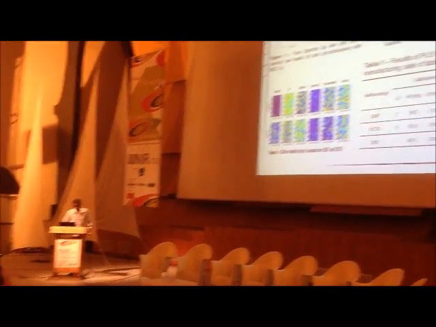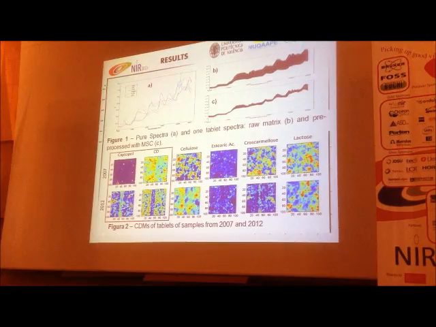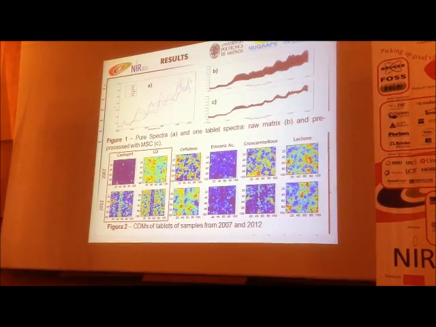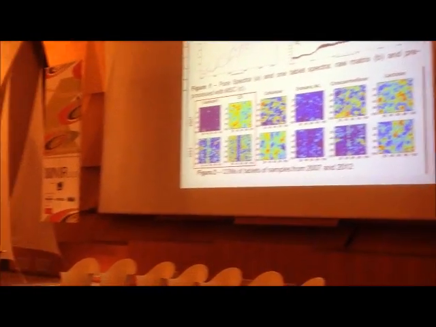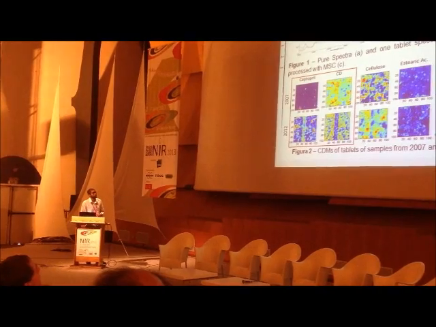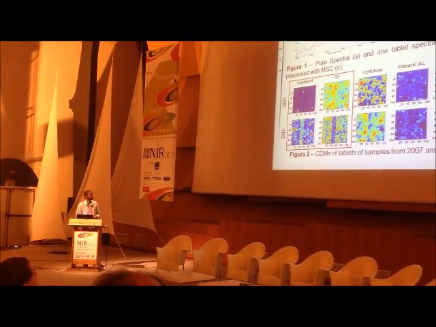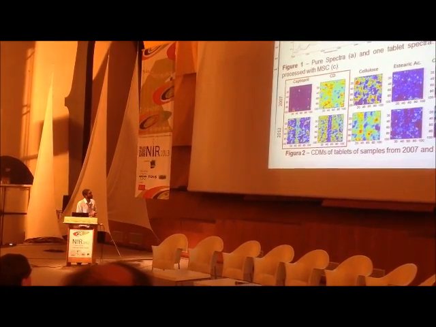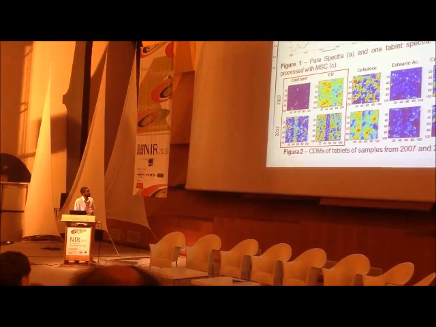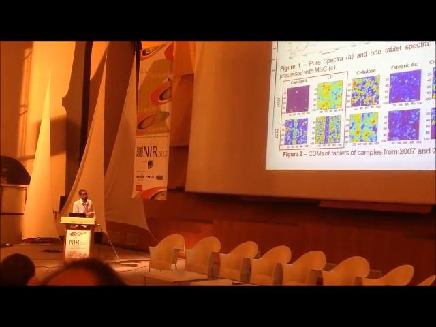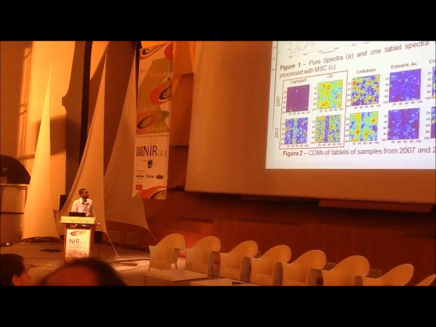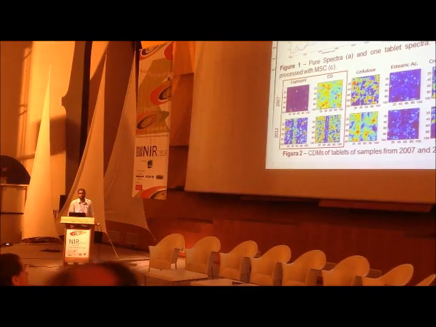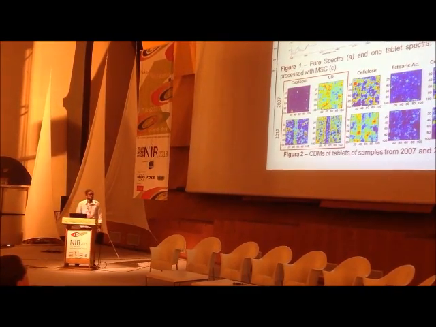So as results, we have here our pure spectra, and here we show the unfolded matrix from a tablet with 10,000 spectra, here before the pre-processing of MSC. Here I present to you the old sample and the new sample. We see that the old sample has less captopril and more degradation product. In the opposite way, we have more captopril and less degradation product in the new sample.